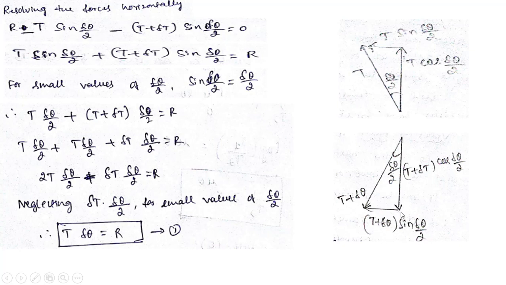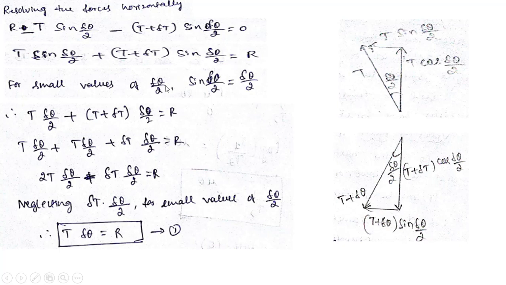Again this horizontal force T plus delta T sine delta theta by 2, again this is acting towards the left side, so this sign again is negative. T plus delta T sine delta theta by 2 is equal to 0. We will take it as in equilibrium, so we will equate that to 0. Next we will take these two to one side because the sign is negative, and R to one side as the sign is positive. So it will become T sine delta theta by 2 plus T plus delta T sine delta theta by 2 is equal to R.